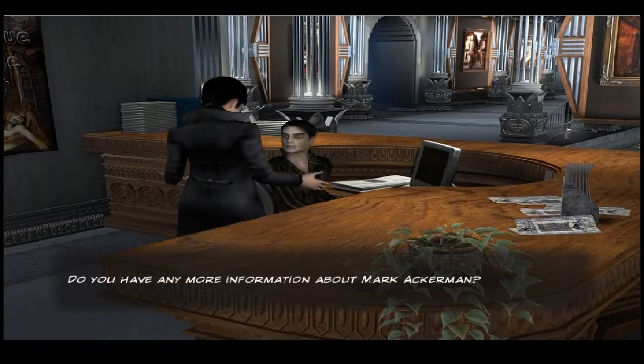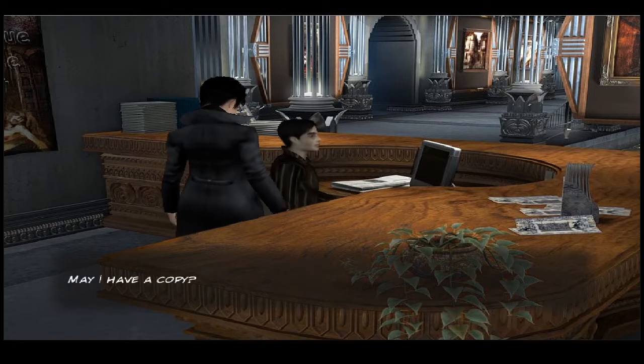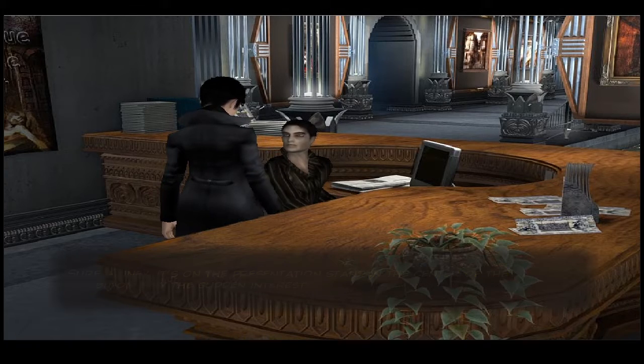Do you have any more information about Mark Ackerman? All I have is a book that the Department of Fine Arts printed. May I have a copy? Sure, honey, it's on the presentation stand in the center of the exhibition. Why the sudden interest? It has something to do with my case.